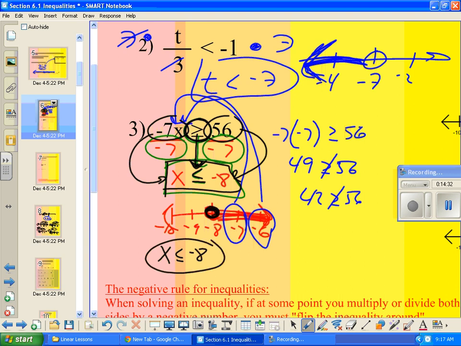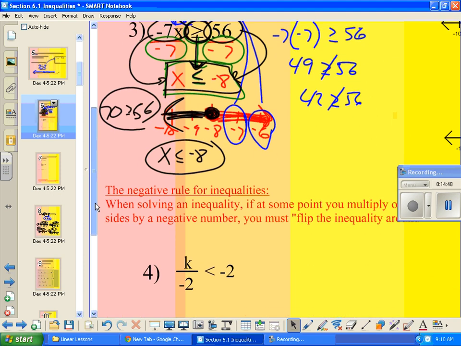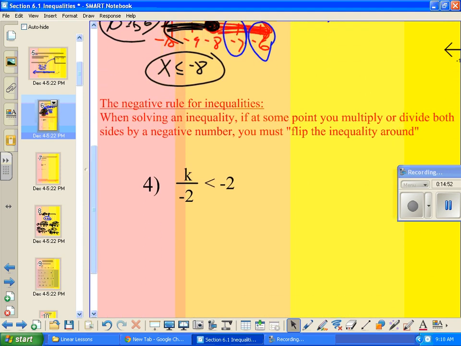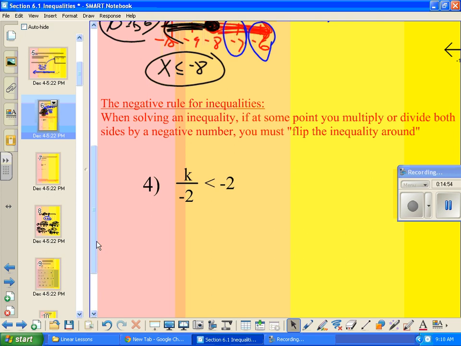I would close circle on -8 and shade to the left instead, and that will give me all the correct answers. -10 times -7 would give me 70, and that is greater than 56. So they're just showing that the answers do work on the other side. Here's the rule, or just the kind of little words that I've written here that I want you to write down in your notes to remember that.